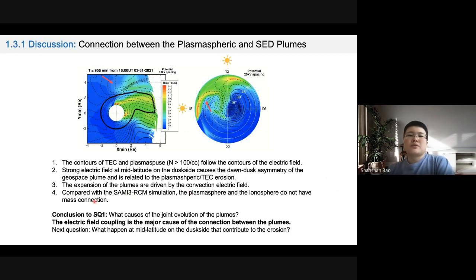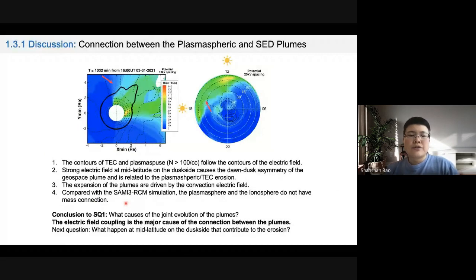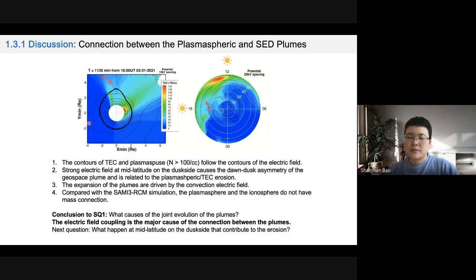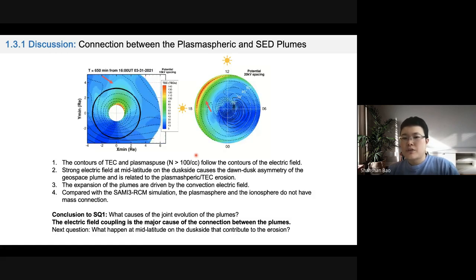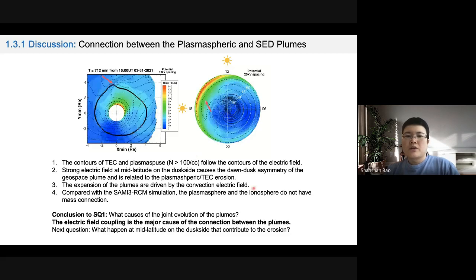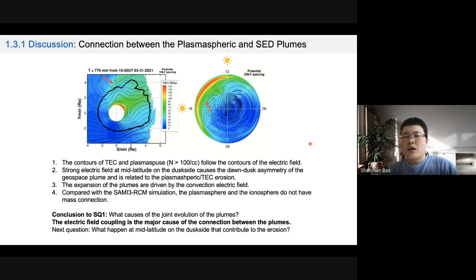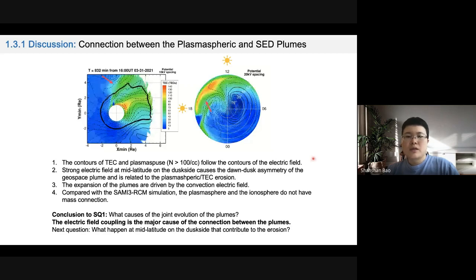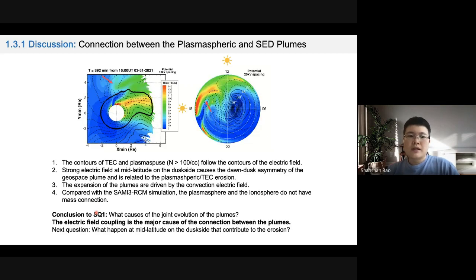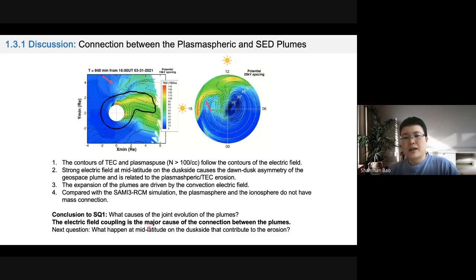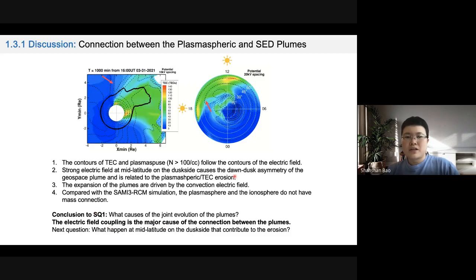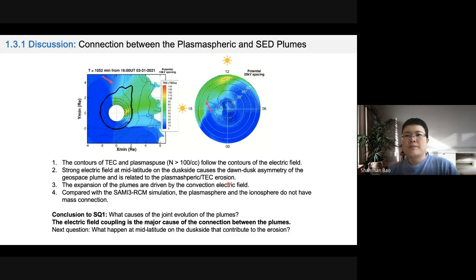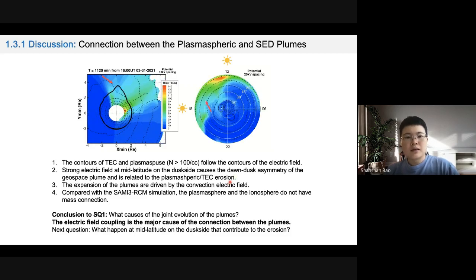Also, compared with the SAMI3-RCM simulation, where the ionosphere and the plasmasphere have a direct mass connection, in our model we simulate the plasmasphere and TEC in separate models, where we deliberately turn off the plasmaspheric refueling. But this kind of joint evolution and spatial synchronization still exists. So we can draw a conclusion here: the electric field coupling is a major cause of the connection between the plumes. There's no mass connection, but they share a similar set of electric potential, and we still generate this synchronization.